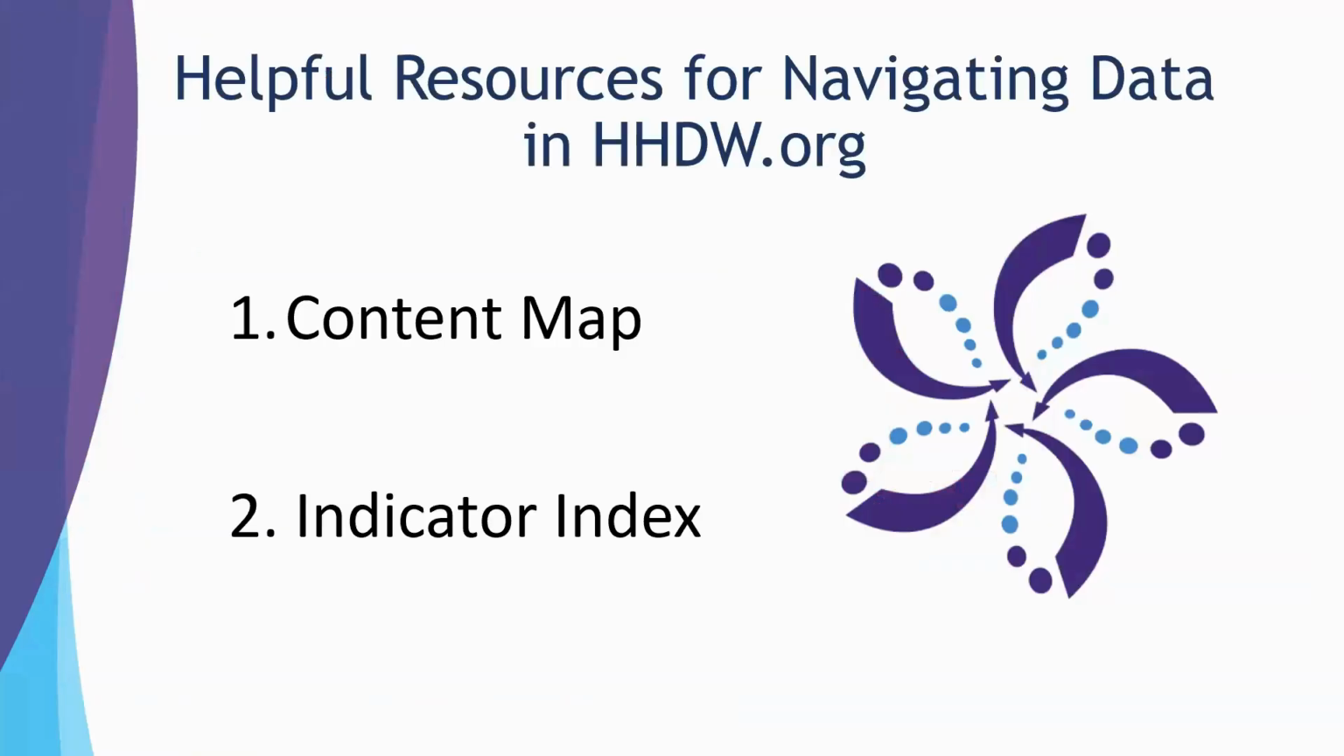Today, we're going to be exploring two helpful resources for navigating data in hhdw.org. These are the content map and the indicator index. We have a lot of indicators in our system, so we wanted to try to make tools that would help users quickly see what's available and find what's relevant to them.